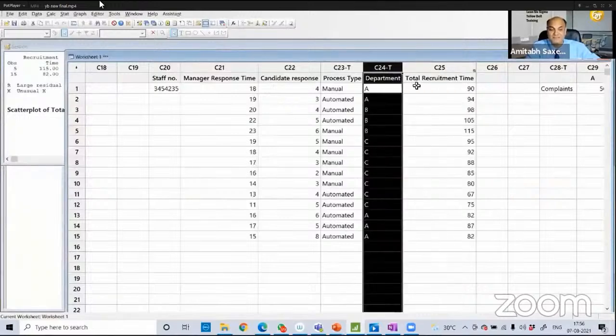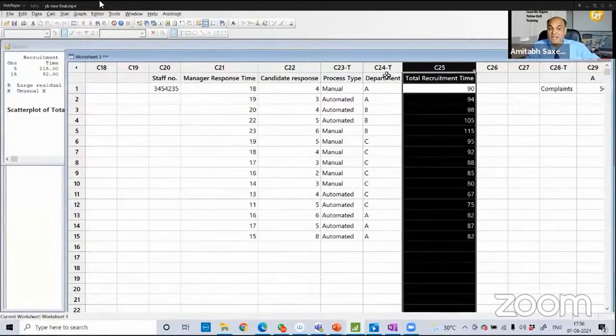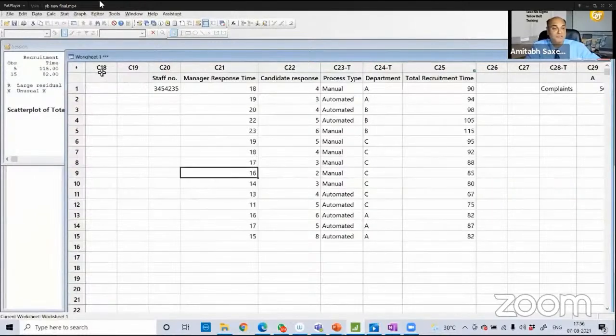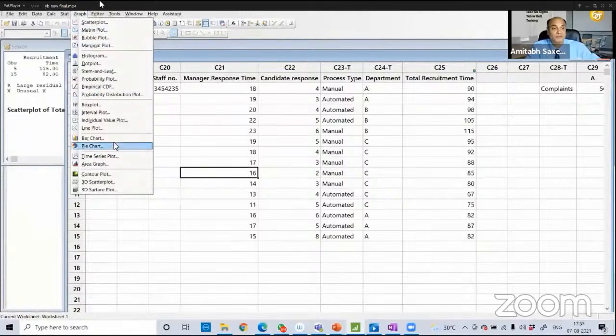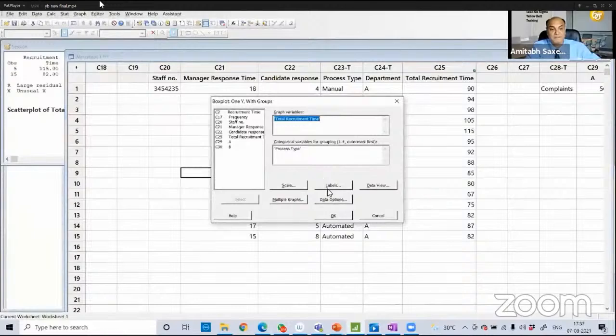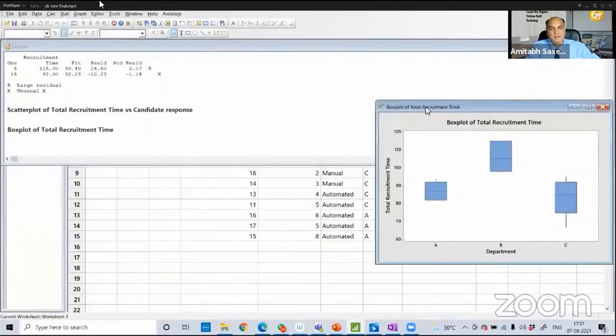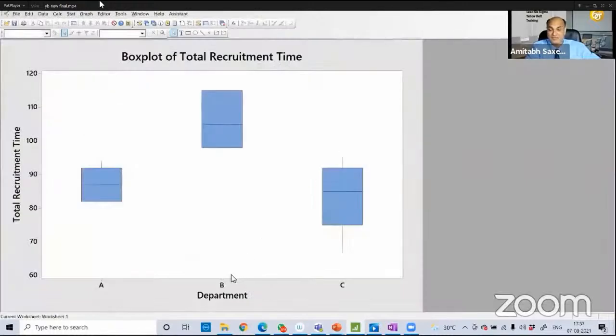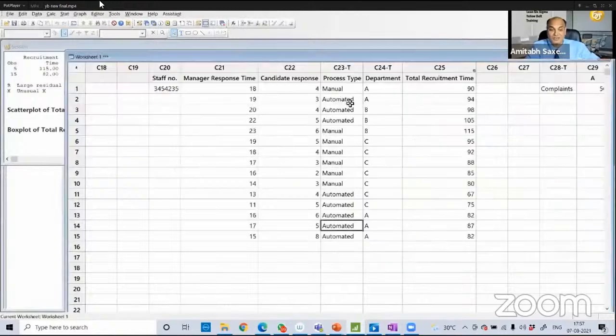Similarly, total recruitment time, is it impacted by the department? Is some department taking more time, some department less time? Department is attribute data, total recruitment time is continuous data. I will use a box plot. Okay, let me see. Yes, some departments are taking more time. So let me work on that. That is the root cause. Department B is taking more time. Department is a root cause.